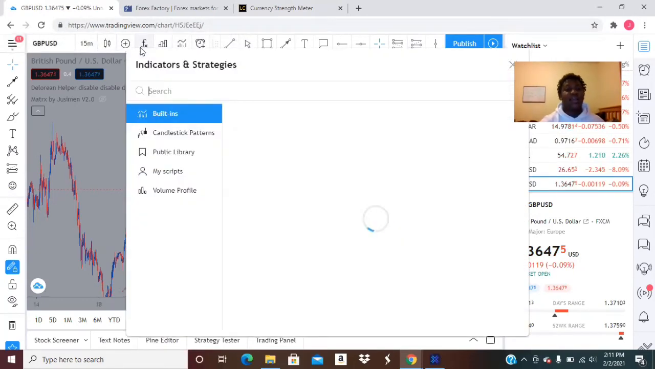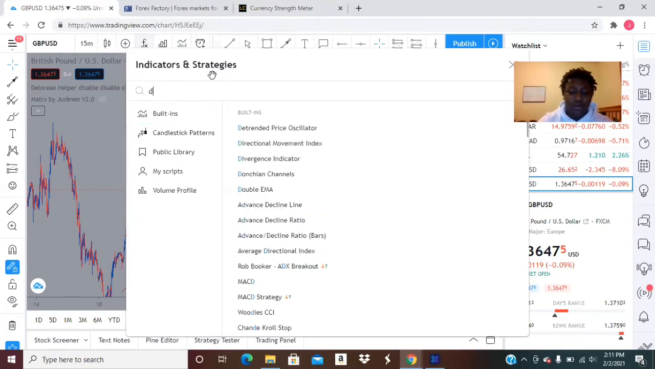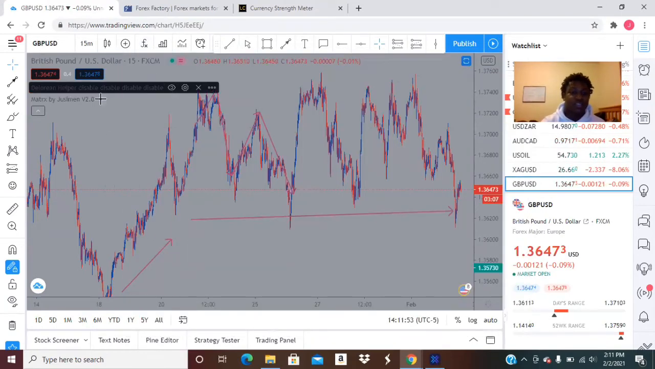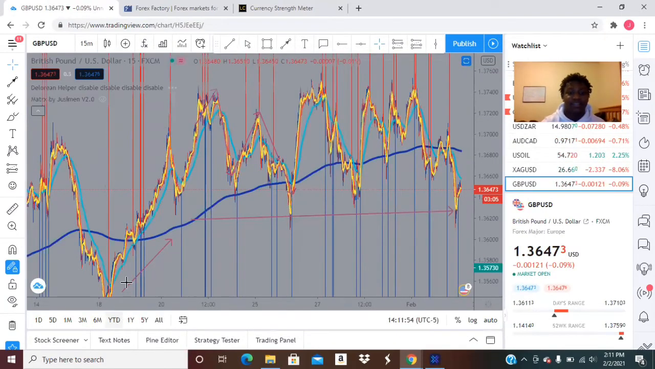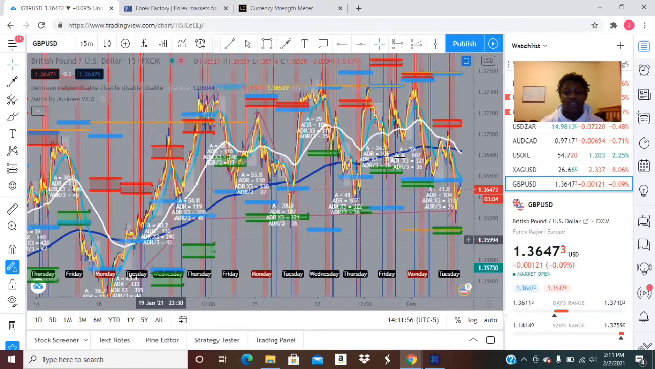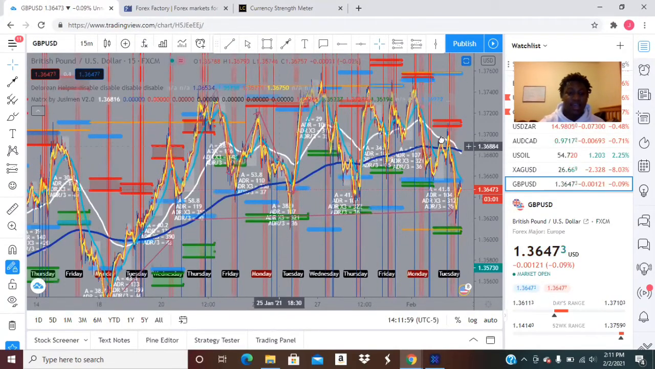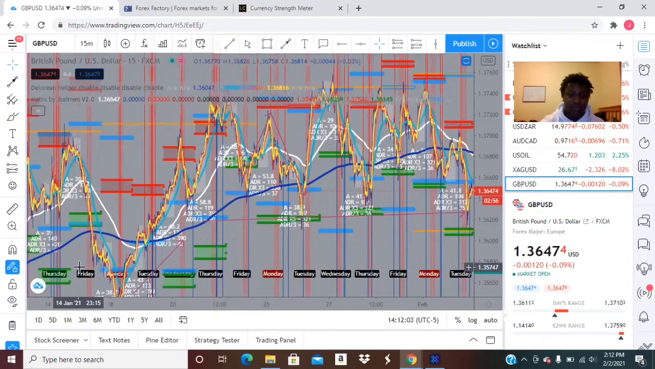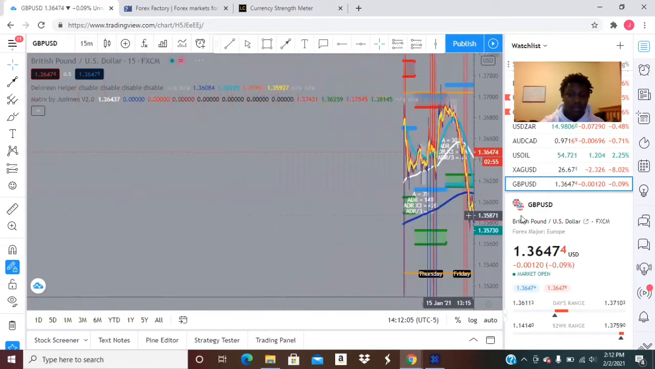You can go to add indicators, type in DeLorean, and you click the first one, DeLorean EMAs. Do not click DeLorean Helper or the TDI, none of that, because you don't know how to use any of those. So just click DeLorean EMAs. I'm going to turn mine back on so it doesn't look super confusing. Like I said, this is an uptrend. Anytime the market moves sideways, it's consolidation. And obviously, if you see the market moving down, I don't really see any examples of that right now.